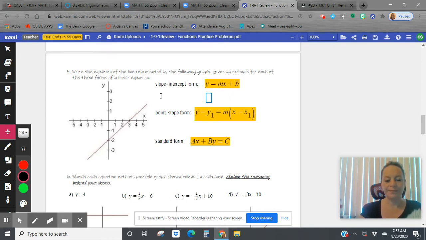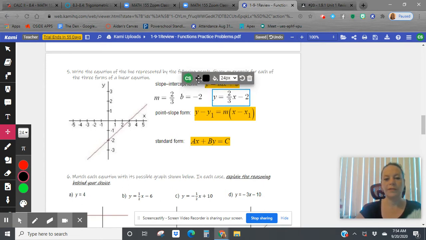So my m equals 2/3. My y-intercept equals -2. And now I can put these together into the equation. And there's one example of slope-intercept form, the equation of this line.